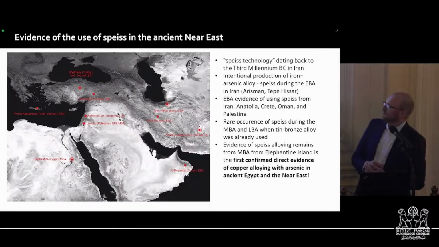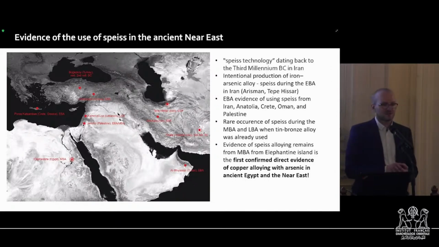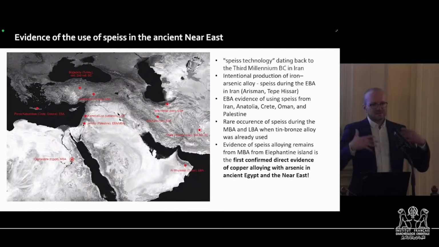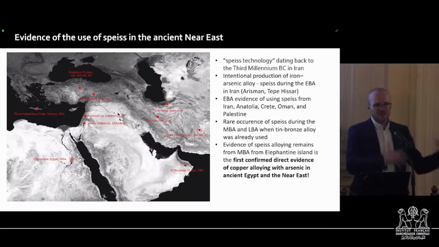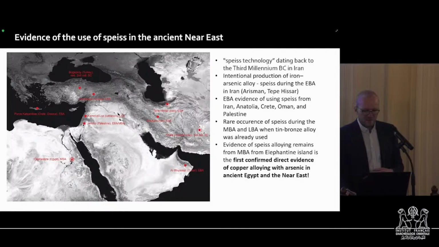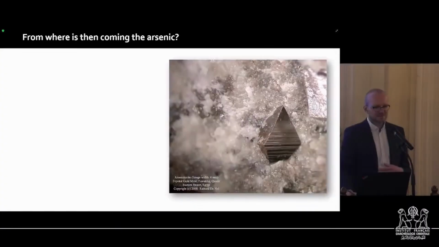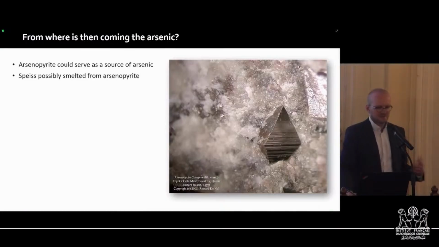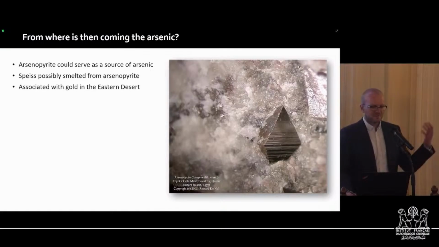And later on, for example, Kamid el-Loz, a late Bronze Age site, also has speiss within a lot of tin bronze metallurgy. There are also other slags which show us this process of alloying speiss with copper. And where does the arsenic come from? Our hunch is that it's coming from arsenopyrite, which is a mineral which occurs also in the Eastern Desert. And speiss could be smelted from it. And it's quite often associated with gold in the Eastern Desert.